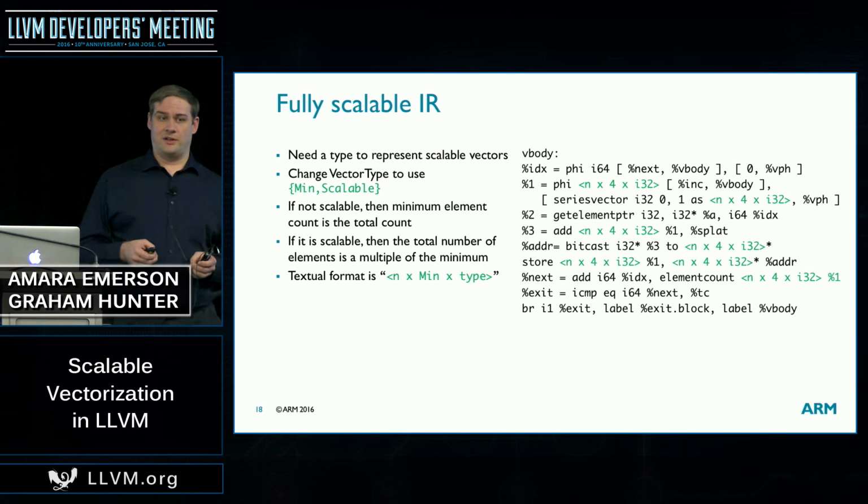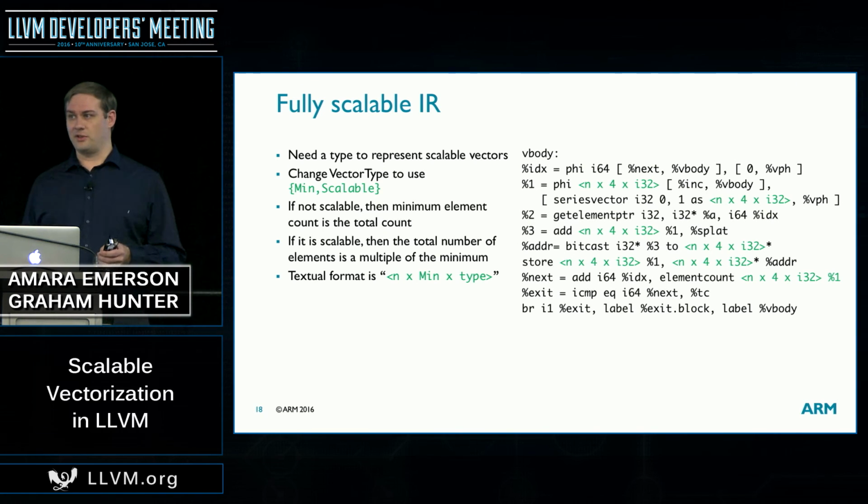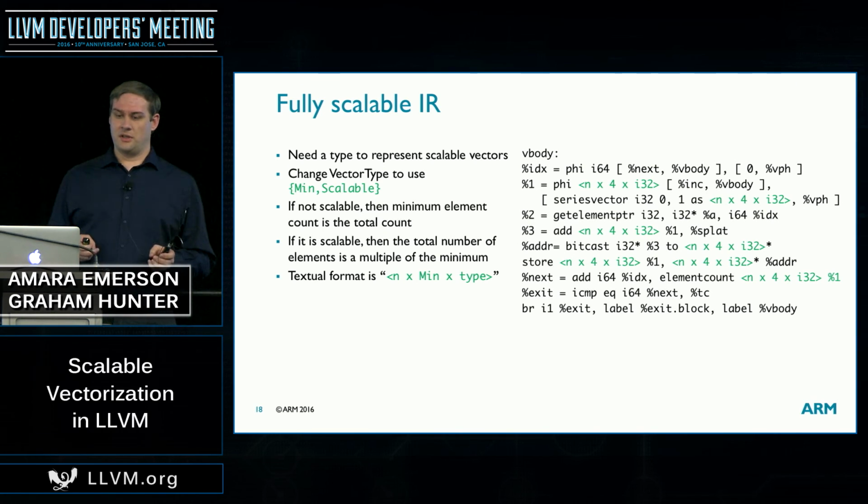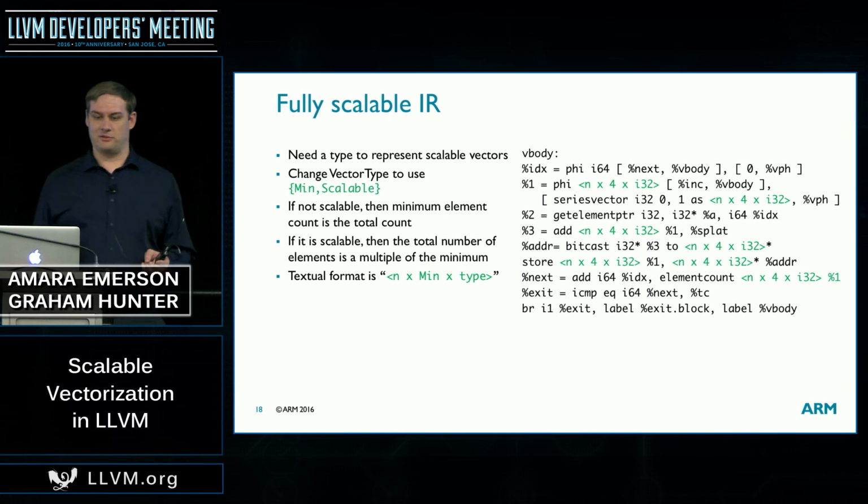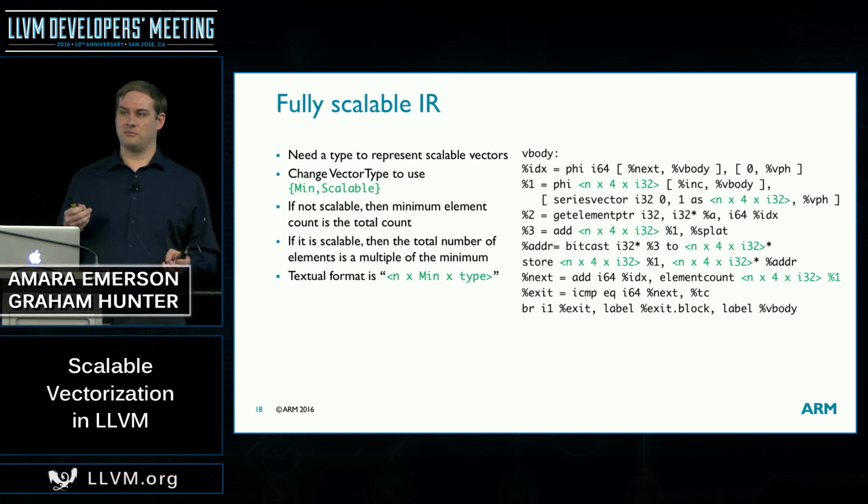And to do that, we've changed vector type to, instead of just having elements, to have a struct with both a minimum number of elements and a flag indicating whether it's scalable or not. If it's not scalable, then the minimum is exactly the same as what you have today. If it is, then the runtime number of elements is a multiple of that minimum. And for the textual formats, you just prepend nx.